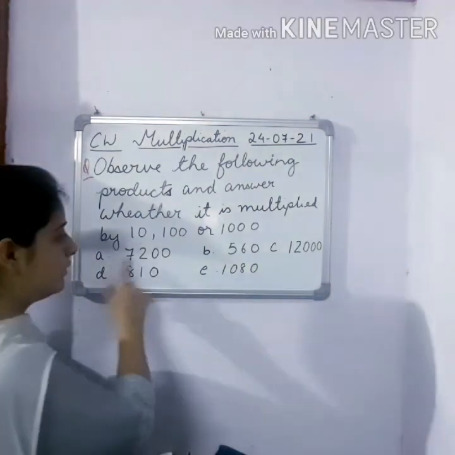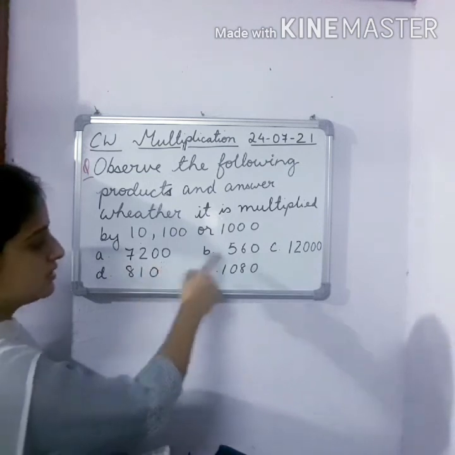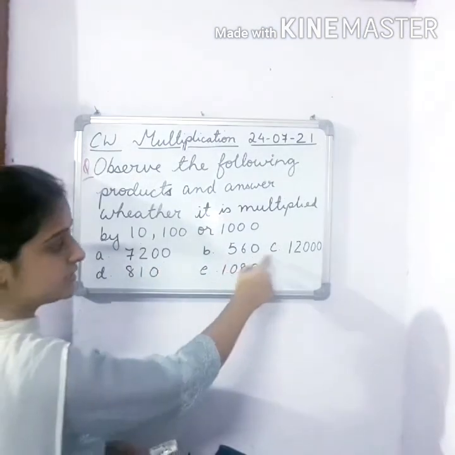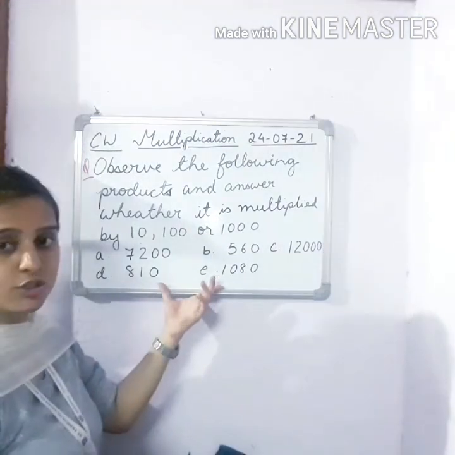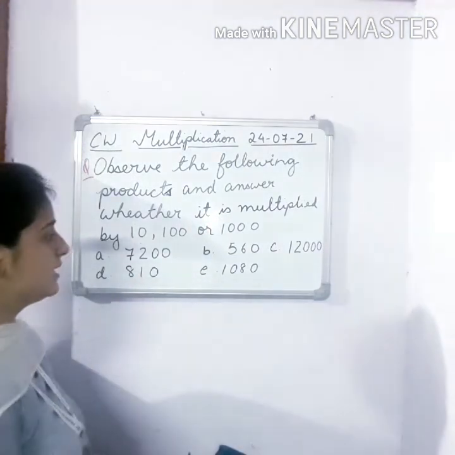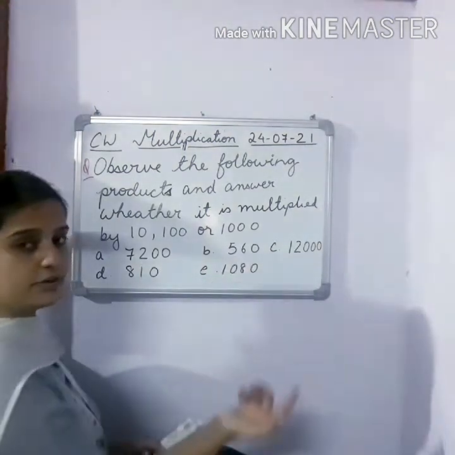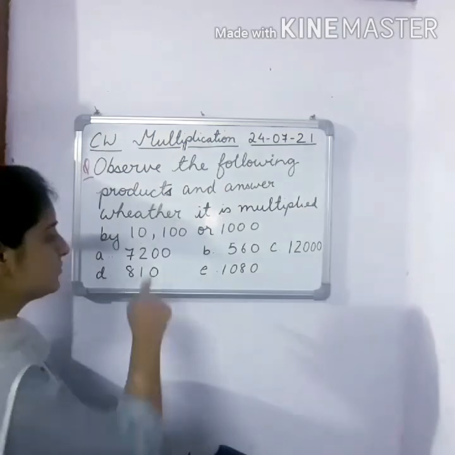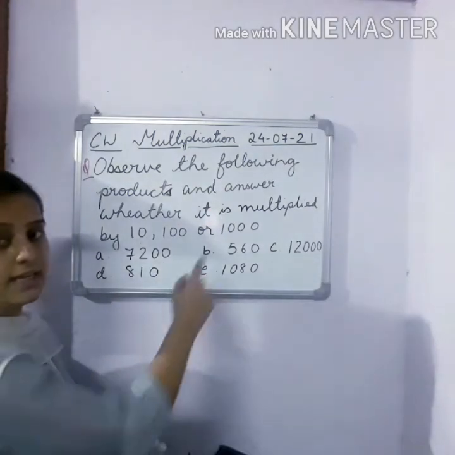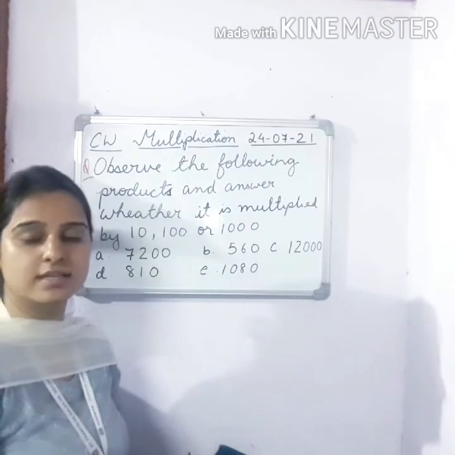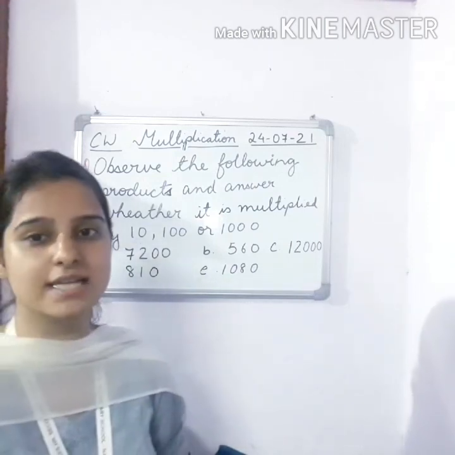Okay, so there are few questions. 72, 7200, 560, 5600. There are 5 products given here, children. You have to say whether it is multiplied by 10 or 100 or 1000. You can write the answer like it is multiplied by 10, or it is multiplied by 1000. That's it, you have to write. Think over it and we'll discuss the answer to it in our next class.